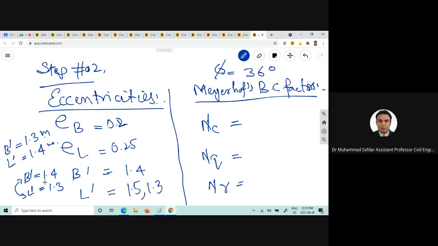Once you get the B prime and L prime, if the B prime is greater, then you need to change these values to B prime and L prime respectively. रिपीट कर ले सर. ओके, अगर हमारे पास ये देखें B प्राइम 1.4 आ रहा है, L प्राइम 1.3 आ रहा है. अब जो सबसे छोटी वैल्यू है उसको हम B प्राइम कंसिडर करेंगे, और L प्राइम को जो है ना हम 1.4 लेंगे.